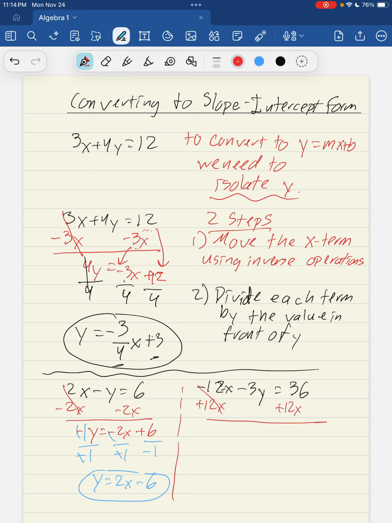And now we just have a negative 3y equals, bring the x term to the front, and the number to the back. From here, our second step is to divide each term by the value in front of the y. So we're going to divide everything by negative 3. We have to be aware of our negatives and whatnot here. I have y by itself. 12 over negative 3 would be negative 4x. And 36 over negative 3 would be negative 12, or minus 12. And bop, there we have it.